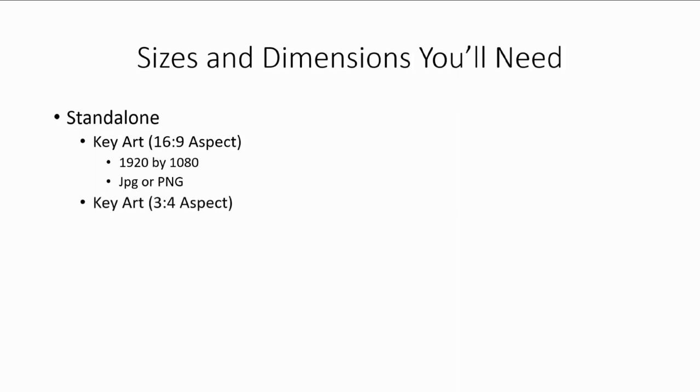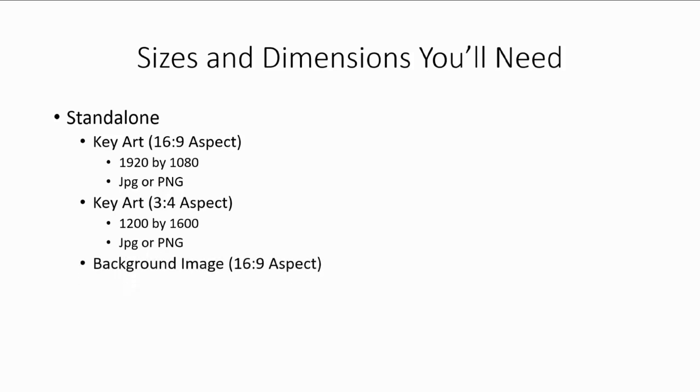Now you'll also have another key art piece. This time though, it'll be 3 by 4 aspect ratio, so not 4 by 3. That means then that the art will be 1200 by 1600. And again, you want to pay attention to that. It's a little different than the other size. That'll also need to be JPEG or PNG.